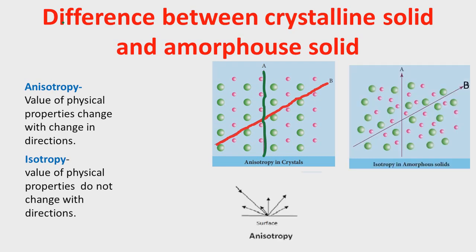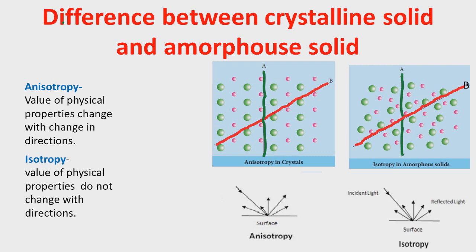Now suppose we pass the light in an amorphous solid through direction A, then here the arrangement of particles is not regular. And also suppose we pass the light in direction B, then there also the arrangement of particles is not regular. It means that from both directions the properties are the same because the arrangement of particles is the same, and therefore they show isotropy.